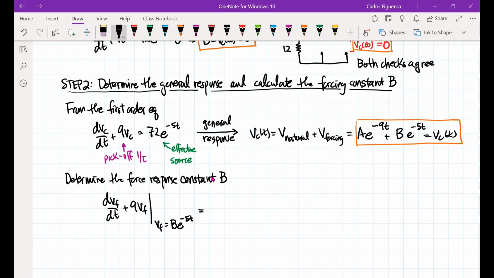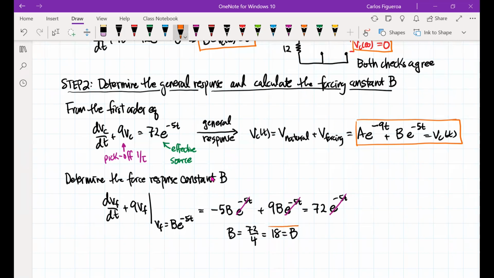I'm going to take the derivative of this. So I'm going to get minus 5B e to the minus 5t. And then I'm going to get 9B e to the minus 5t. And that has to equal 72 e to the minus 5t. Immediately we can see that I have a cancellation of all of these exponentials. So then I'm going to get 72 divided by 4 is then going to be B. So this tells me that B is 72 divided by 4, which is the same as 18. And I now have my forced response right here.